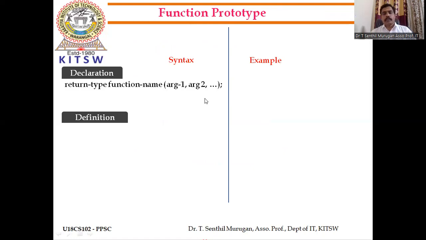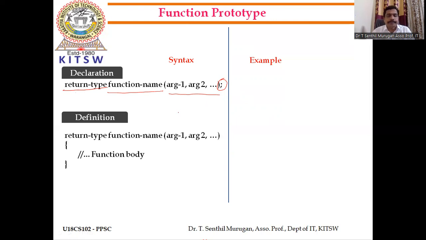So what is prototype? Prototype means function declaration. How to declare the function? We already know the syntax of the declaration of a function. First, the return type should be there. Then the function name should be there. And within the brackets, you give the arguments, how many arguments you are passing to perform the task. The main difference is, while we are writing the declaration, we must use the semicolon. The function declaration ends with a semicolon. Don't forget it. In the syntax, you must use a semicolon.